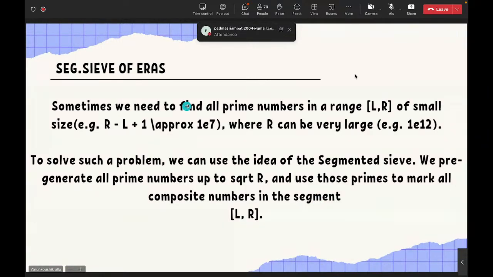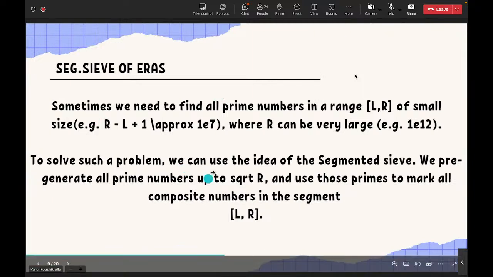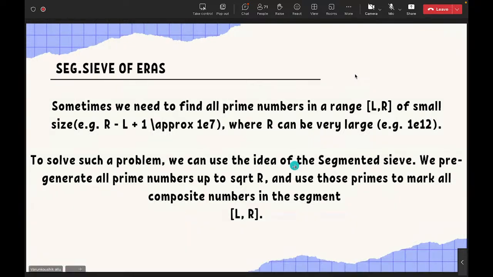Now, segmented sieve of Eratosthenes. Sometimes we need to find all prime numbers in a range like L to R of small size, approximately 1e7. Actually, it's not a small size, but compared to CP problems, we say it's small size, and R can be very large. For this kind of question, we cannot use the sieve of Eratosthenes. So we will use an extended version, which is called the segmented sieve of Eratosthenes.